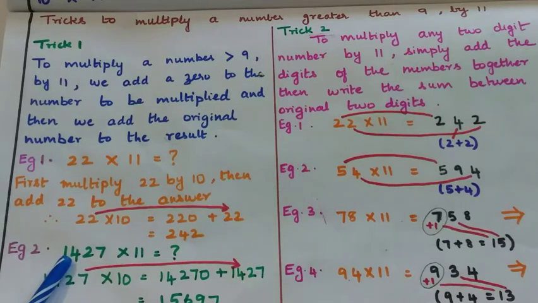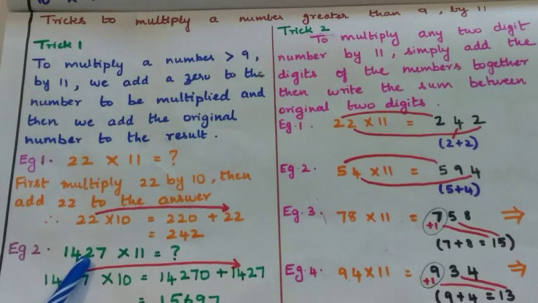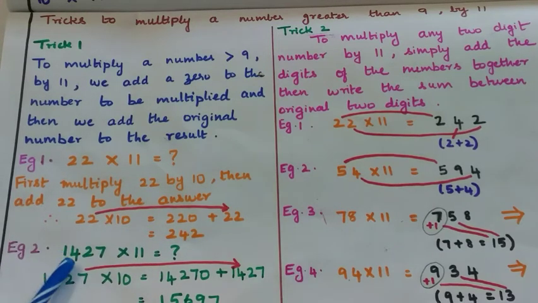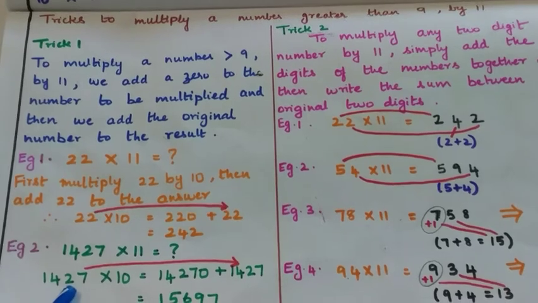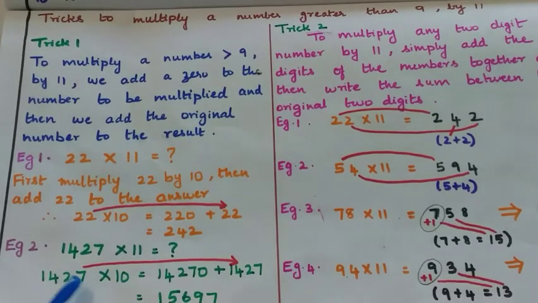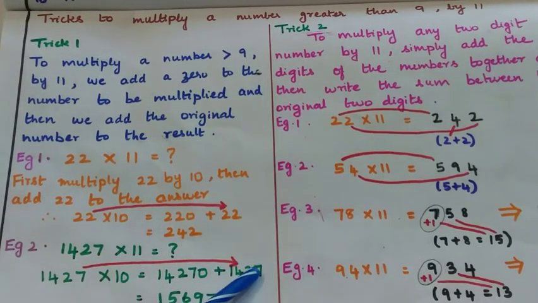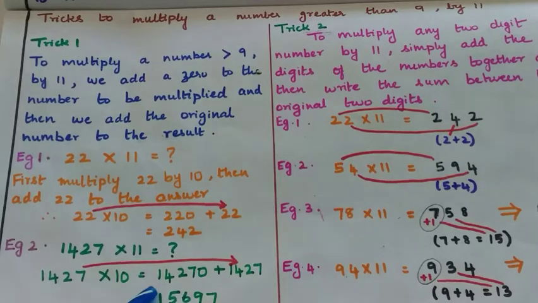Let's take this example where 1427 has to be multiplied by 11. If you do it directly, it will take a lot of time. Instead, you can first multiply it by 10, which means you just add a 0 to the end of this number, and then add this number to the result. So the result is 15,697. So this is one of the tricks.